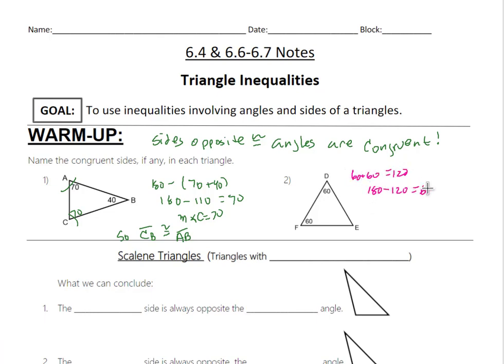In number two, all these angles are 60 degrees, which means that all the sides opposite those equal angles are going to be equal to each other. So segment FD is congruent to segment DE is congruent to segment EF.